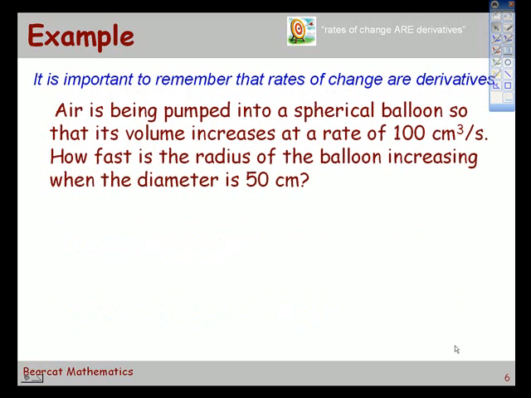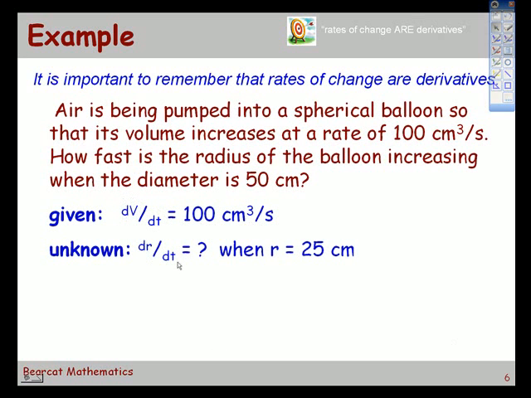It's important to note and understand that rates of change are just derivatives, or derivatives are rates of change. So we could say that we were given dV/dt. In other words, the change in volume with respect to time is 100 cubic centimeters per second. And we're asked to find dr/dt, how fast the radius is changing with respect to time, and they're giving us the instant when r is 25 centimeters.